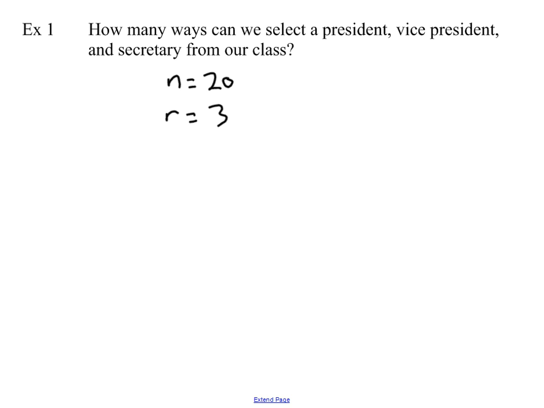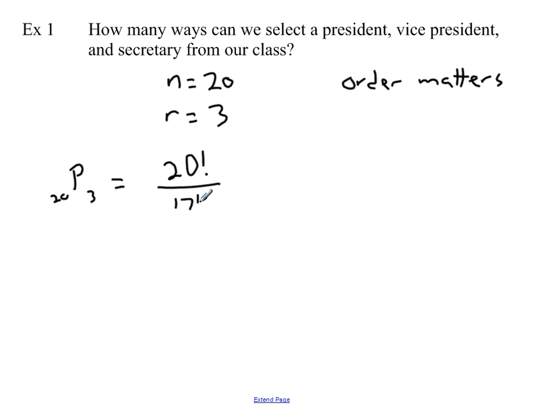Now, does the order that we select them in matter? Well, if we were just picking 3 representatives from the class, it wouldn't matter who got picked first or second or third. But since we're picking specific roles for those people, the first person we pick is going to be the president, second is vice president, third is secretary. In this case, yes, order matters. Okay, since order matters, we're going to use a permutation. So this is going to be a permutation of 20 people taken 3 at a time.